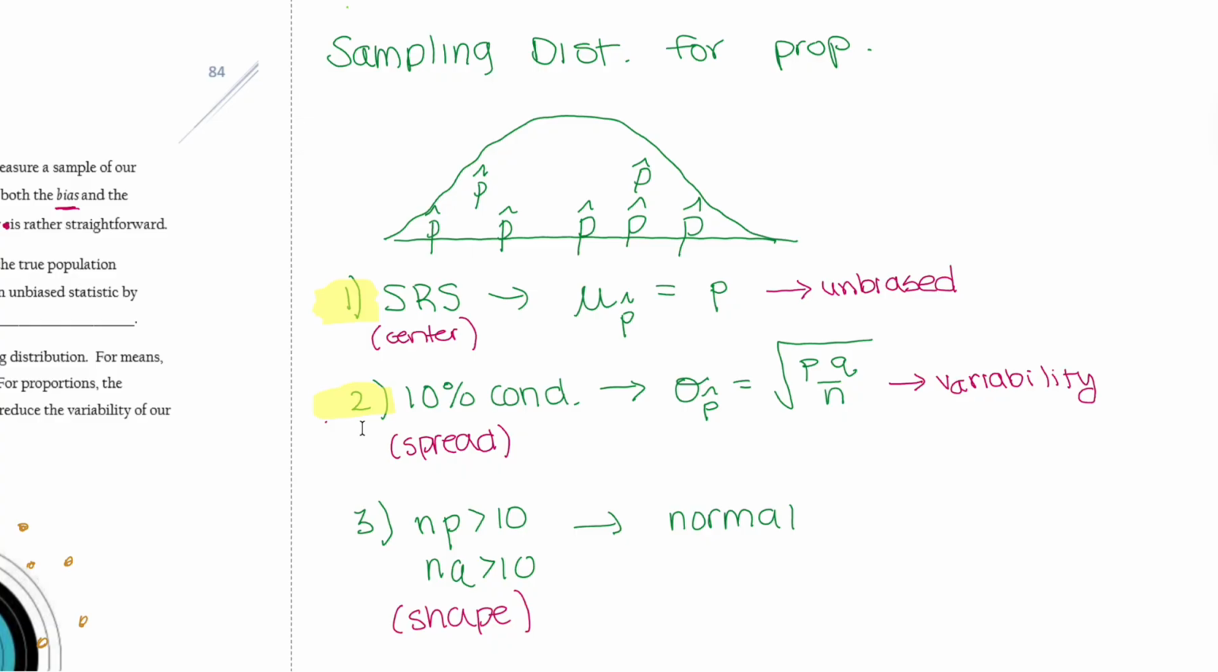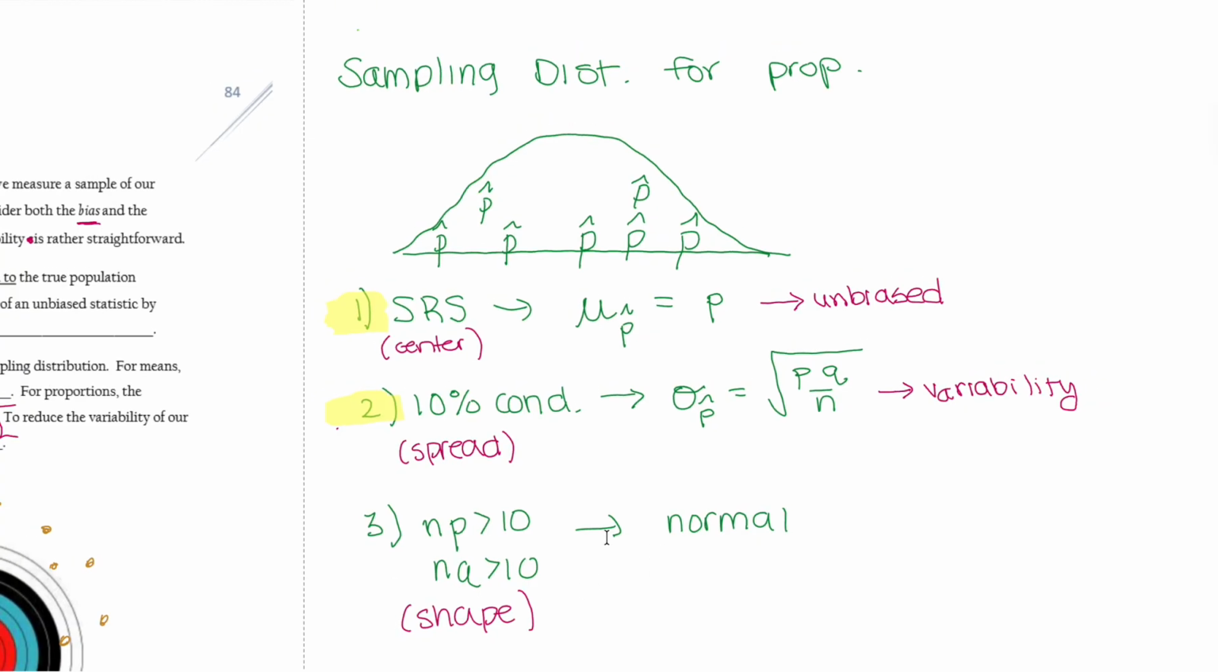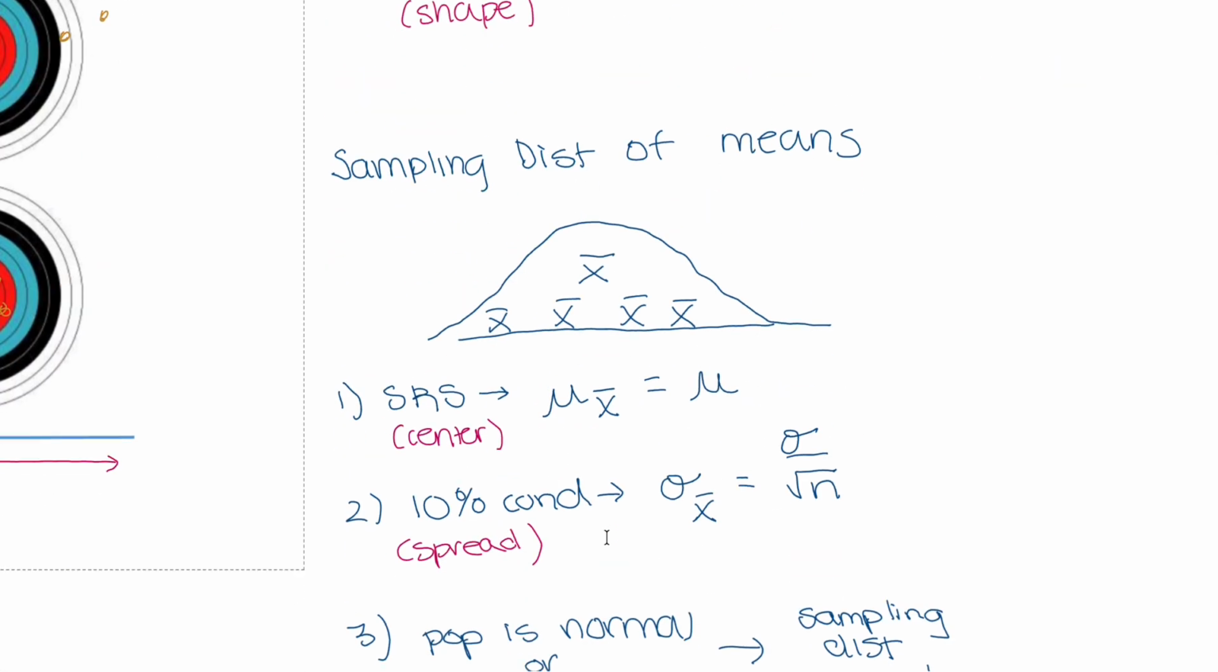Second condition, also known as the 10% condition, determines spread. So the standard deviation of p hat is equal to square root of pq over n. It determines variability. Third condition is np greater than 10 and nq greater than 10. It determines the shape. Therefore, it gives us the normal curve.